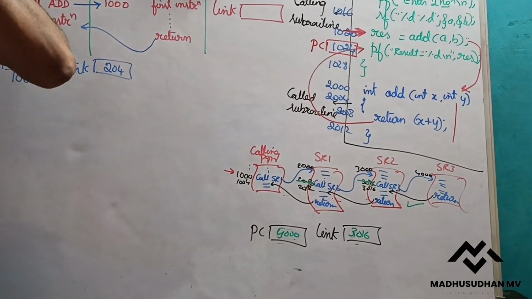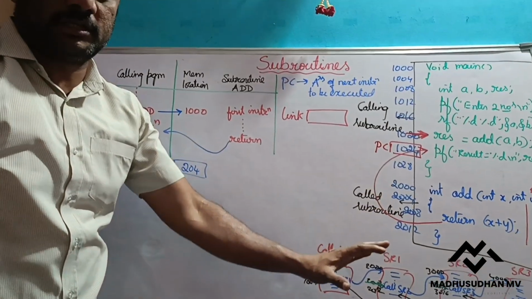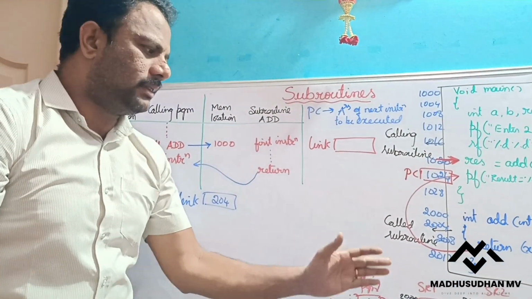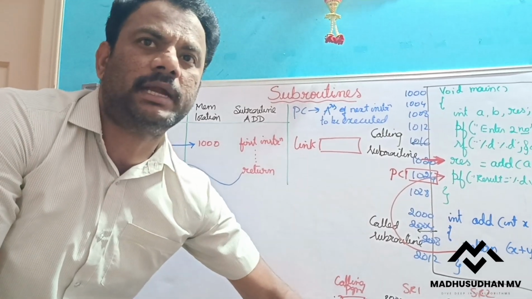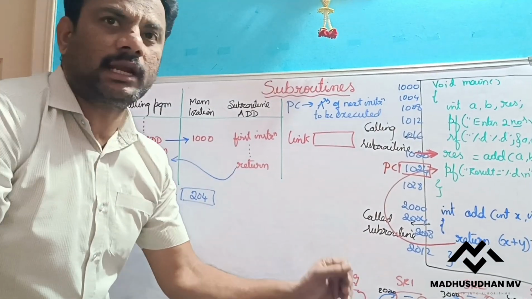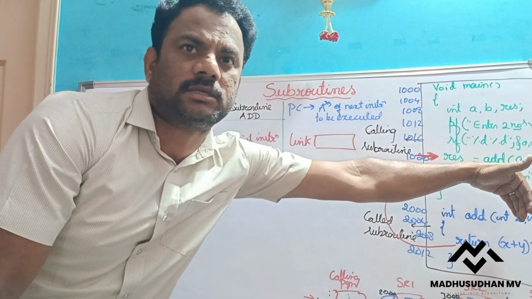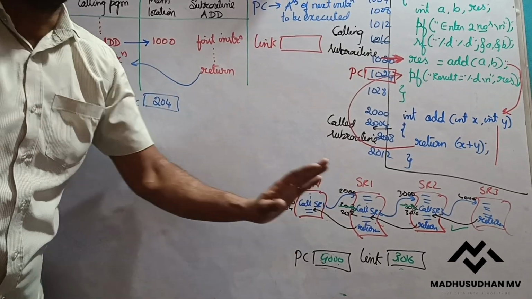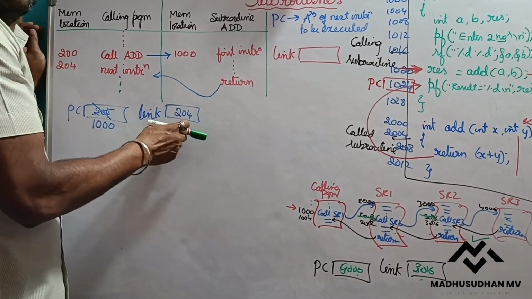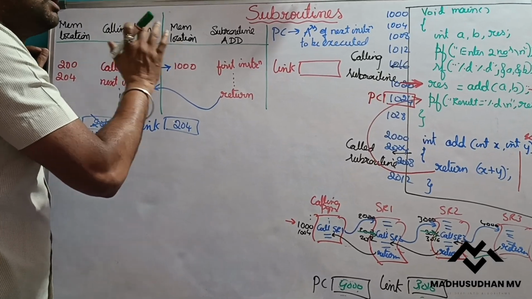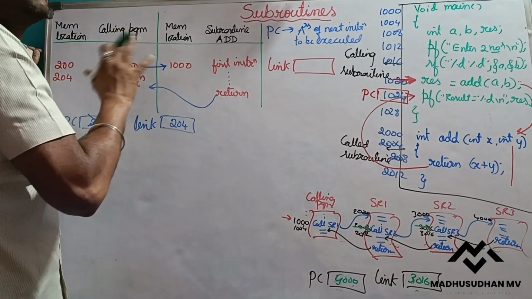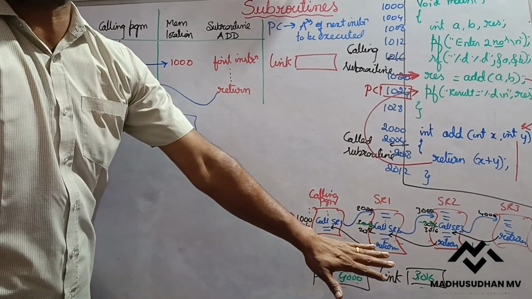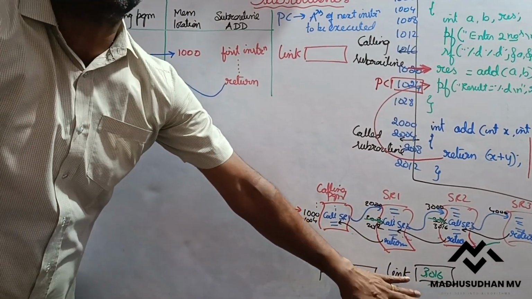This is the problem with nested subroutines. Nested subroutines means one subroutine is calling another subroutine. At that time, our link register will keep overwriting, so we can come back only from the last called subroutine to its caller, but from there onwards we cannot come back. This is the problem with the link register. This link register works fine only when there is one calling function and only one subroutine, only two functions. But when we have multiple subroutines like this, it is not possible to come back, because the content of the link register will get overwritten.